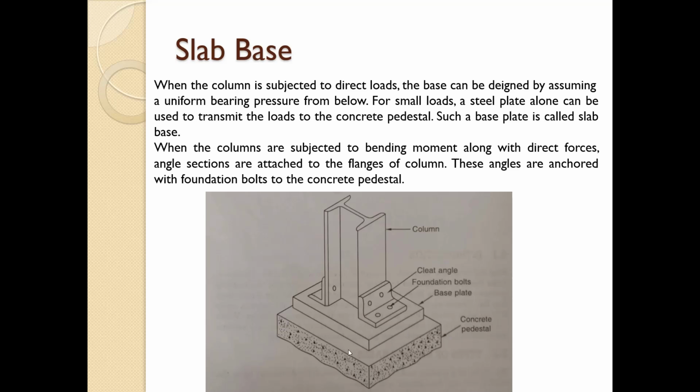So here you can see this is the column and this is the base plate. This is basically a slab base. This is the base plate and these are cleat angles, and these angles have been attached to the column as well as to the base plate by these bolts, and below this base plate there is a concrete pedestal.